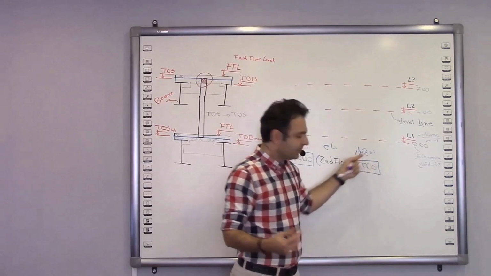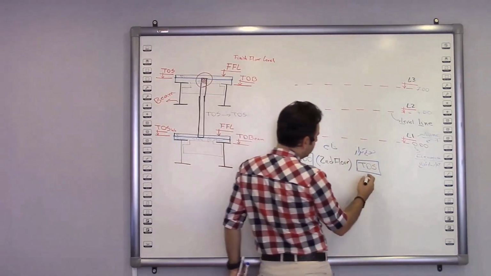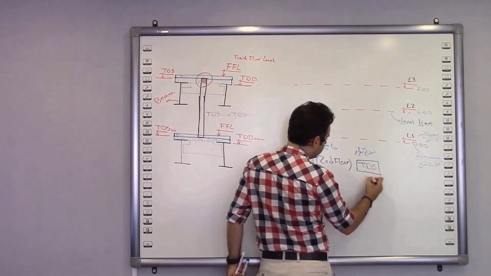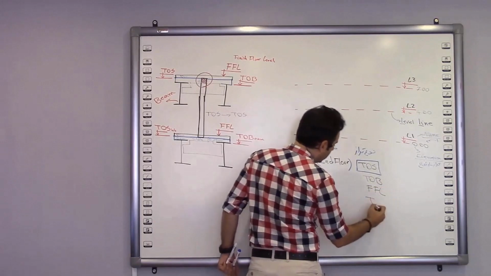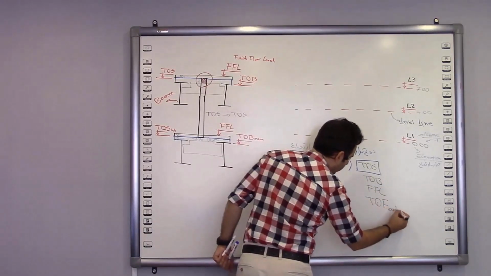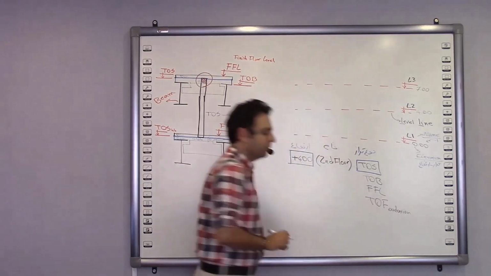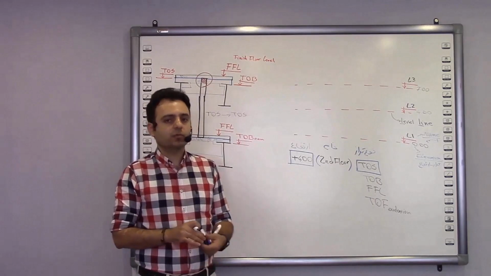So while drawing the walls, pay attention to this kind of level. What else do we have in the kind of level? That's right, TOB, FFL, and also TOF. What is F? Foundation. But now we have nothing to do with it. When we go to structure, we'll talk about it.